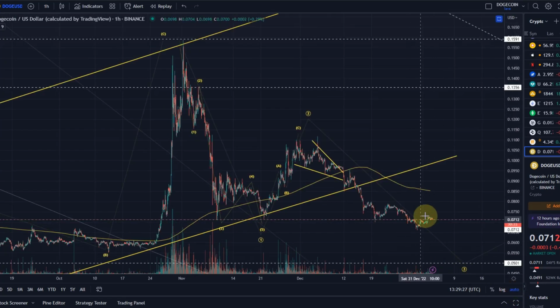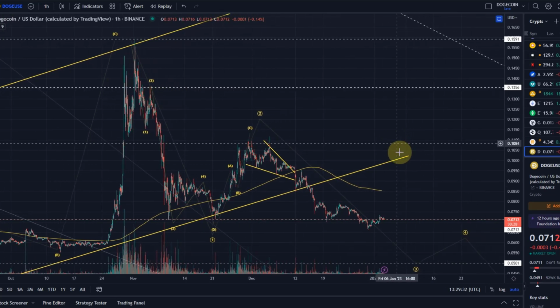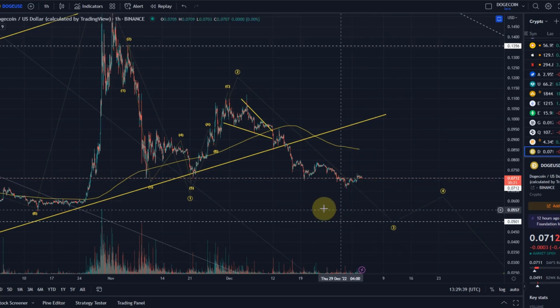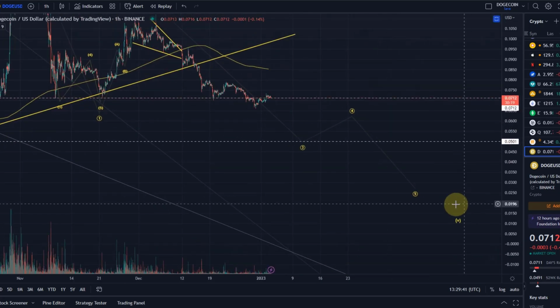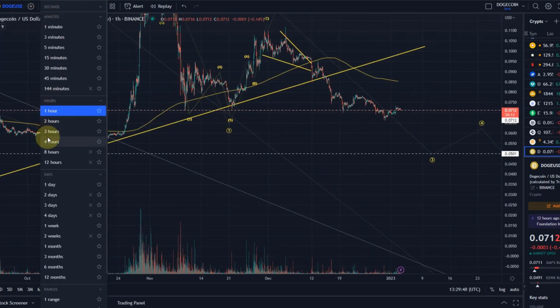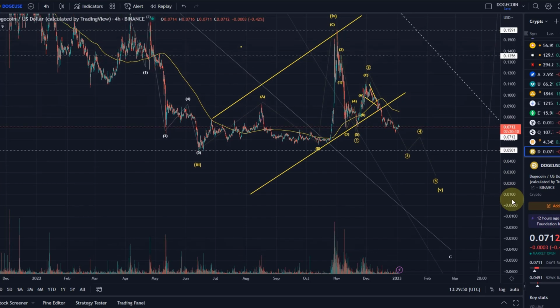Whenever we have a few days of slightly green candles, a lot of questions always come in. Is the count still valid? Absolutely, I'm still very much in favor of a move down to 5 cents at least, but most likely lower. It's not entirely clear where we're gonna end the bear market, but certainly the next target will be the 5 cent level.